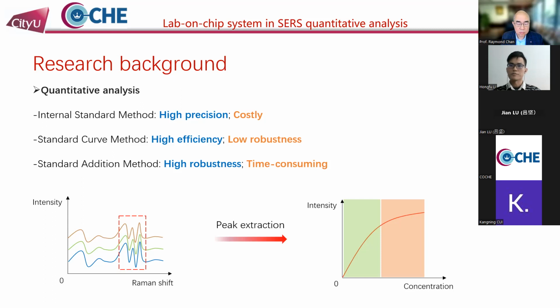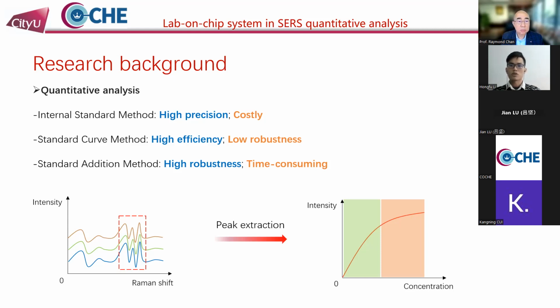And usually when we are conducting quantitative analysis, we should obtain a series of the SERS curves under different sample concentrations. And we extract the peaks as the feature of their concentration, and after some data processing, we get a curve of the scattering intensity versus the sample concentration.